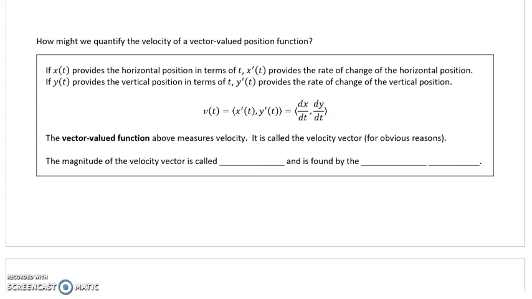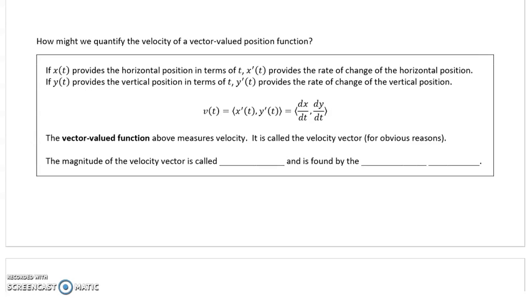So if we have a vector valued function that gives us the position of a particle at any point in time, then a logical next question might be, how might we quantify the velocity of that particle? If I have a vector valued function that provides us with position, and I want to figure out velocity, well, as you might expect, since velocity is the rate of change of position, we're just going to find the rate at which the x component is changing with respect to time, and also the rate at which the y component is changing with respect to time, and we get a vector. We get a new vector that's going to be the velocity vector.